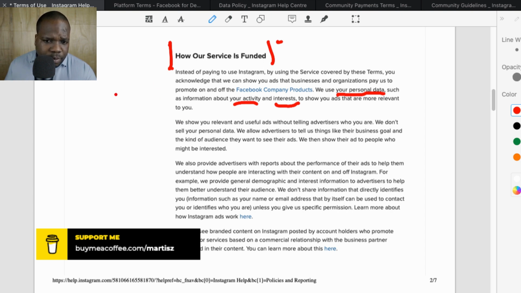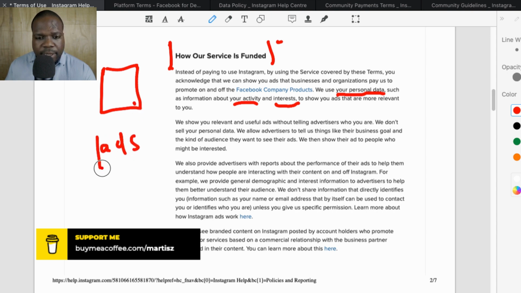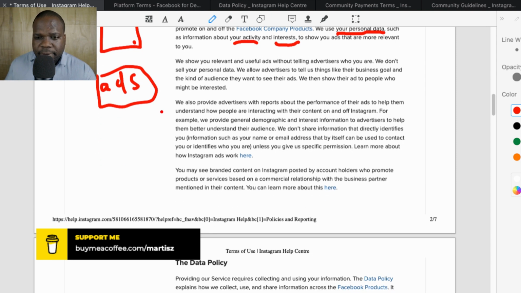But technically, they're saying we are using your personal data, and that data is used to show you advertising from companies, and those companies are paying Facebook, or in this case, the product Instagram. That's how they fund or manage the cost. So they get money for advertising, and with that money they maintain the platform. That's what they're saying here. We show you relevant and useful ads without telling advertisers who you are. We do not sell your data. We allow advertisers to tell you things.